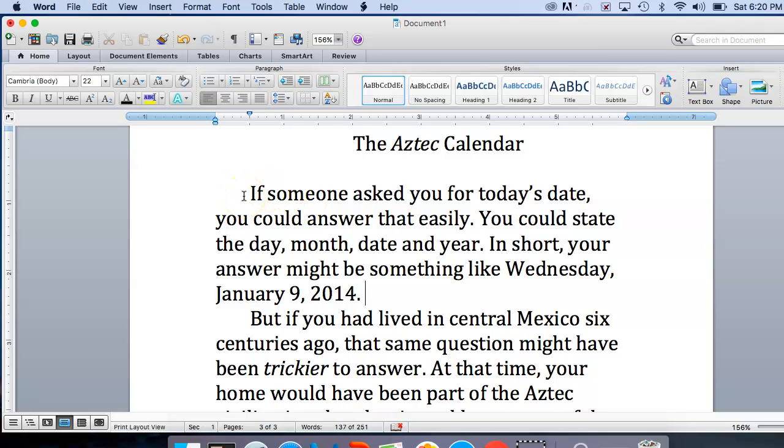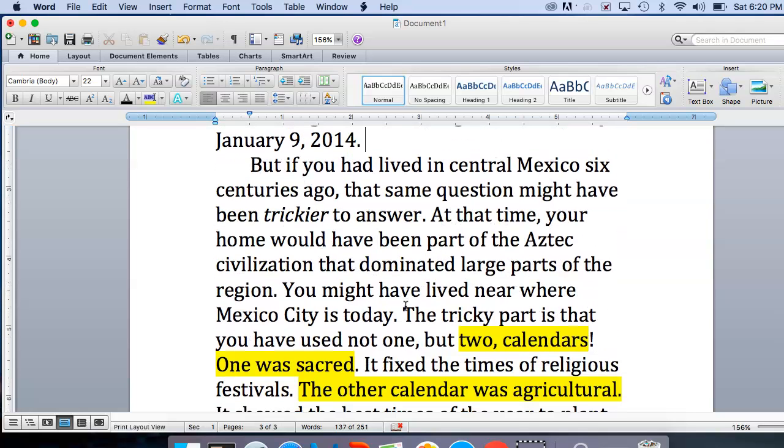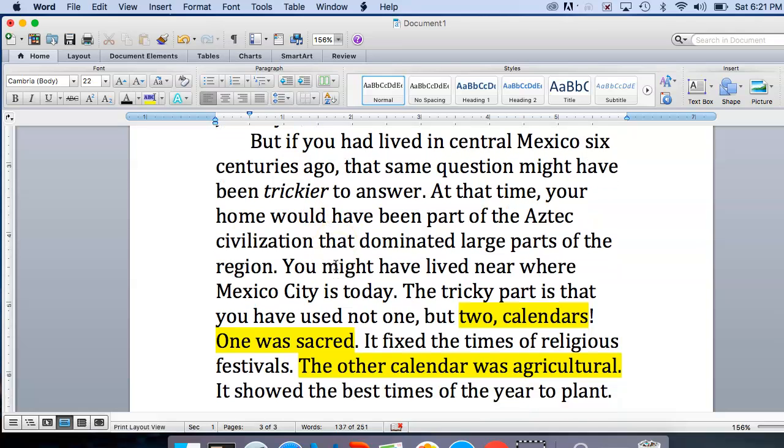So let's start. If someone asks you for today's date, you could answer that easily. You could state the day, month, date, and year. In short, your answer might be something like Wednesday, January 9th, 2014. But if you had lived in central Mexico 6 centuries ago, that same question might have been trickier to answer. At that time, your home would have been part of the Aztec civilization that dominated large parts of the region. You might have lived near where Mexico City is today.